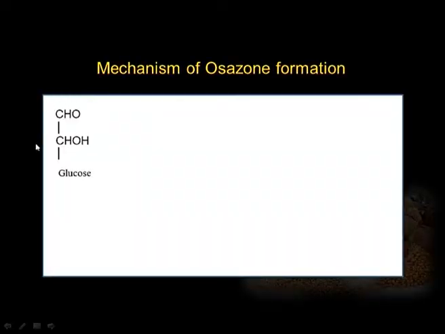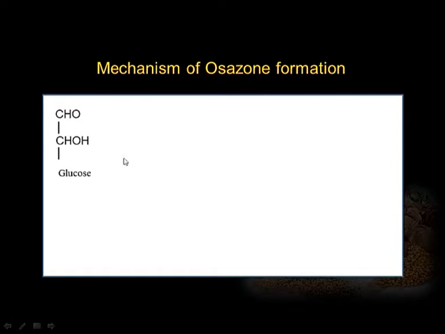Let us talk about the mechanism of osazone formation. Say this is a glucose molecule. I have just taken the top 2 carbons, and obviously there are 4 other carbons. Since they are not involved in the reaction, in order to make it clearer, only this portion of the molecule has been taken.